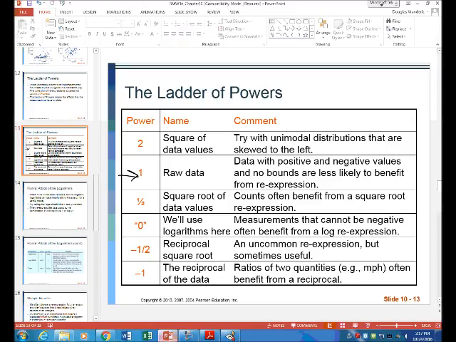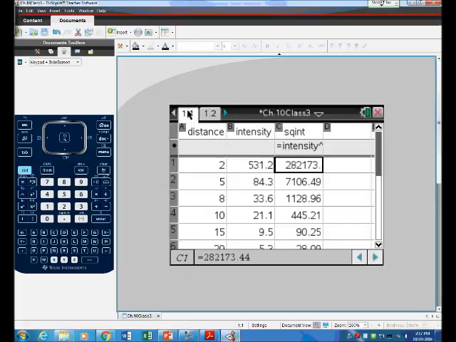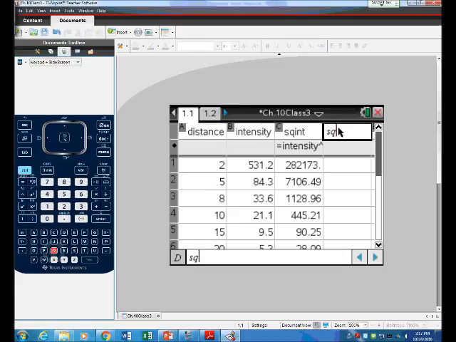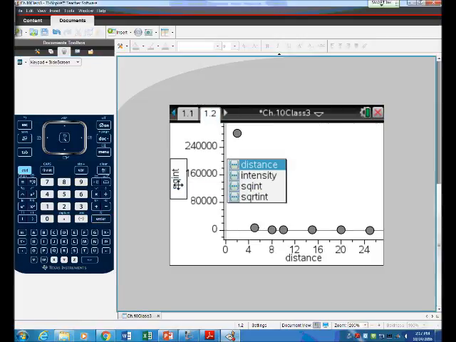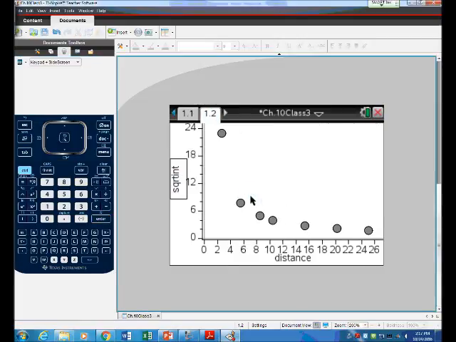And I'm going to go to the square root of intensity. So I'm going to go back here. We'll call this square root or sqint. So square root of intensity. So equals the square root of intensity. Excellent. All right, I'm going to go to my scatter plot and try the square root, see what that looks like. It looks like it's getting closer, but still a pretty significant curve.